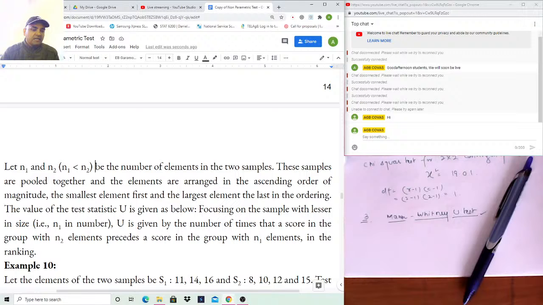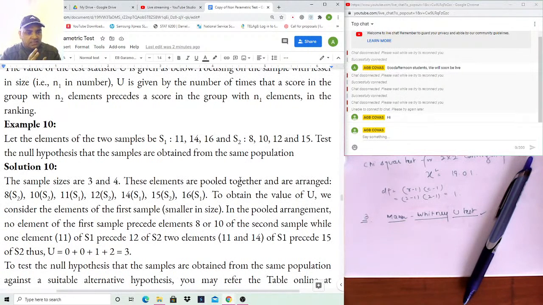So the value of the test statistic U is given as below. Focusing on the sample with the lesser size, that is N1 in number, U is given by the number of times that a score in the group with N2 elements precedes a score in the group with N1 elements. You will not be able to get this phrase that I am saying, but when I do the example, you will get an idea of what this phrase is actually telling you, right? So let us first do this example.